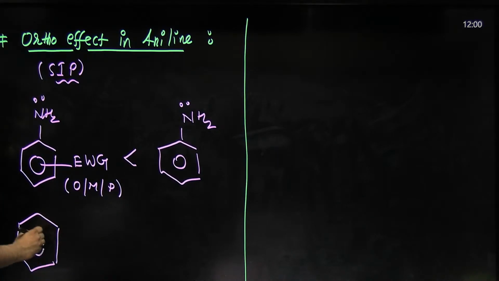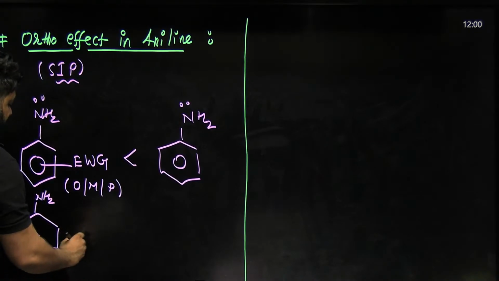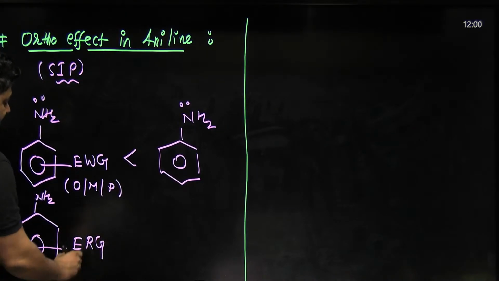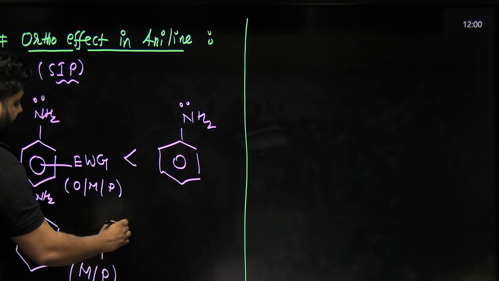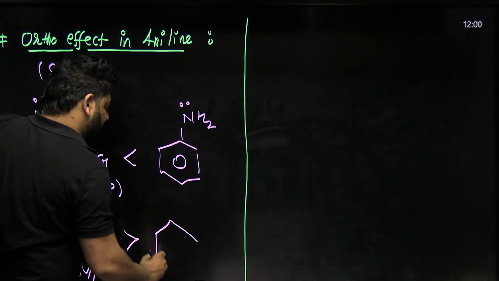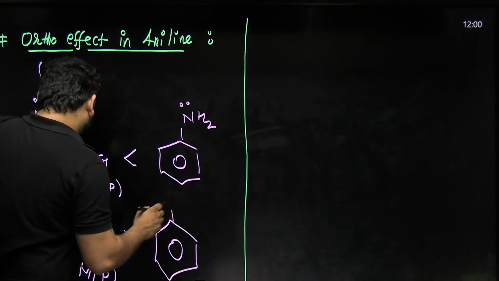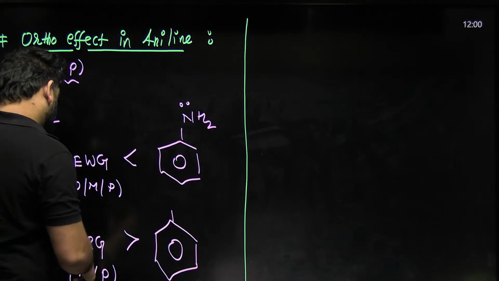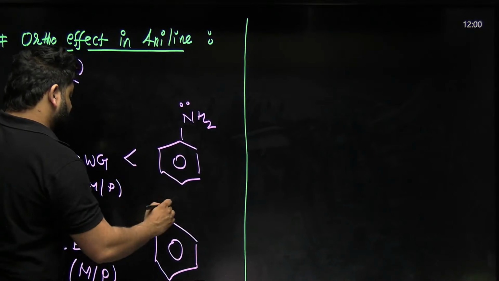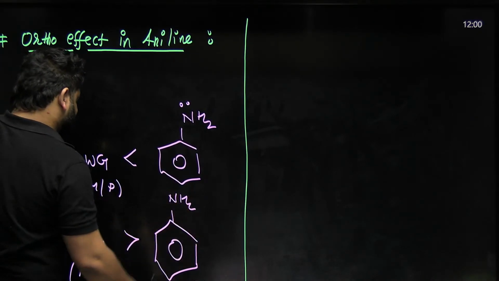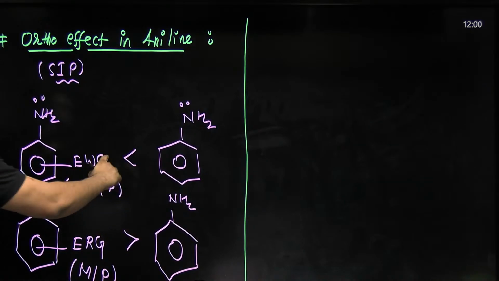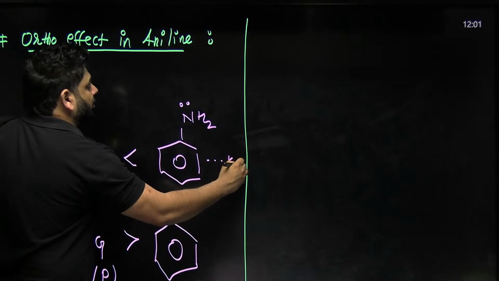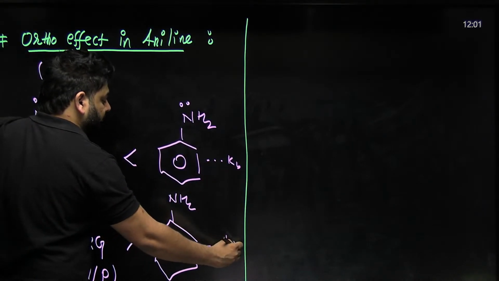Similarly guys, if we have aniline and there is an electron releasing group, but the releasing group is at meta and para only, not on ortho, then it will become more basic than the normal one. Why is it so? Because whether it is present at meta or para, it will increase the electron density, by the way. It's an electron releasing group. These all are the order of Kb I'm talking about, their basic strength.